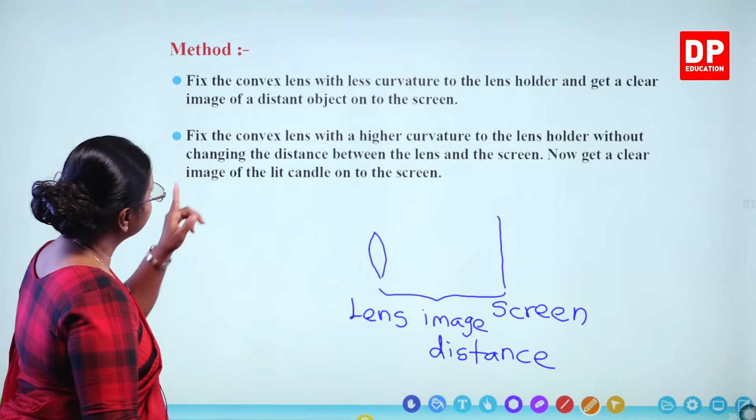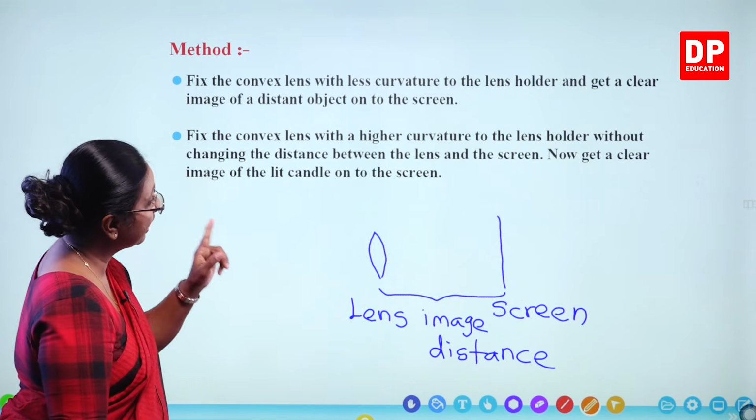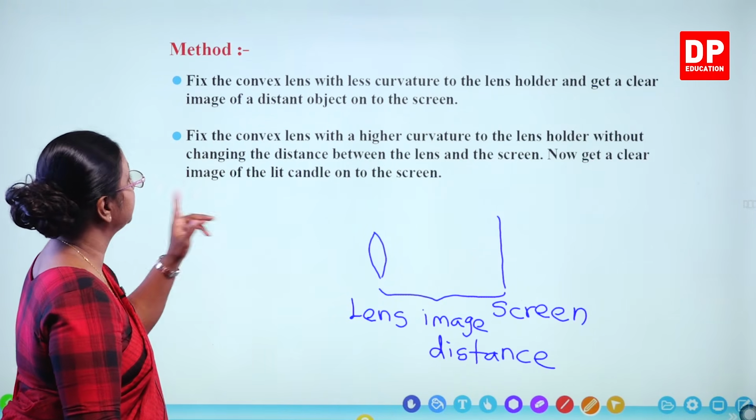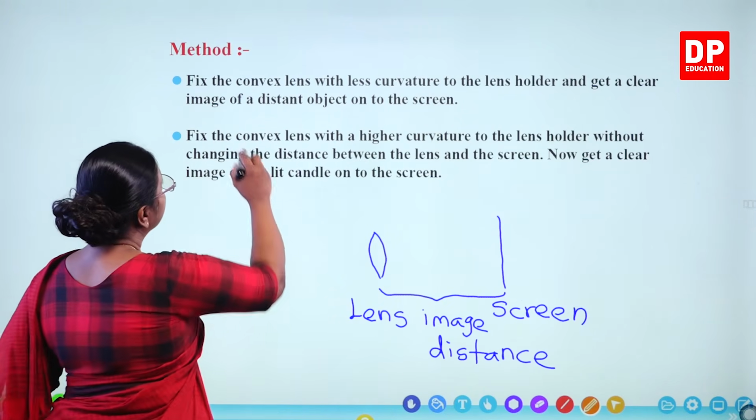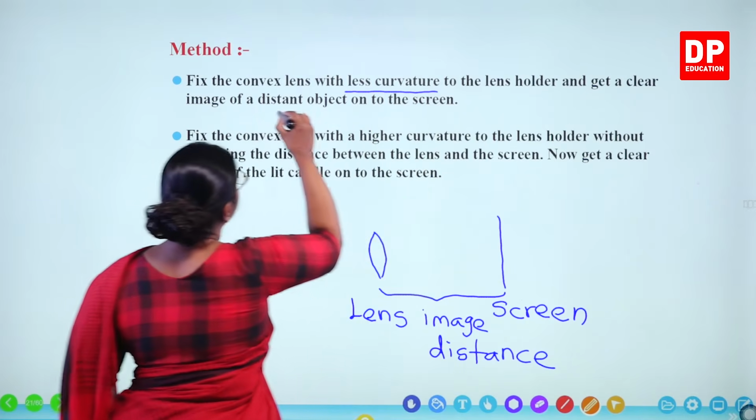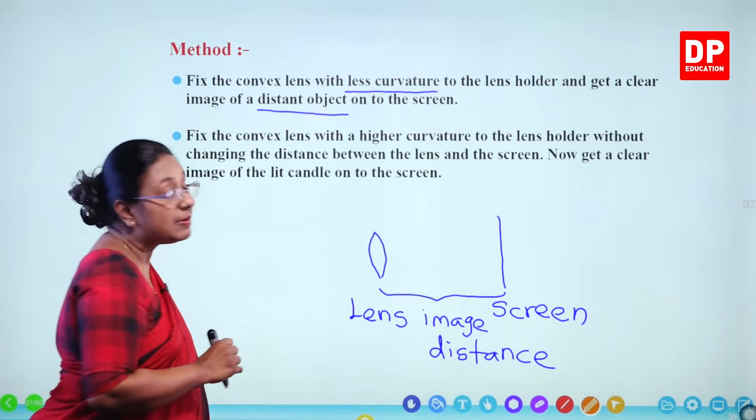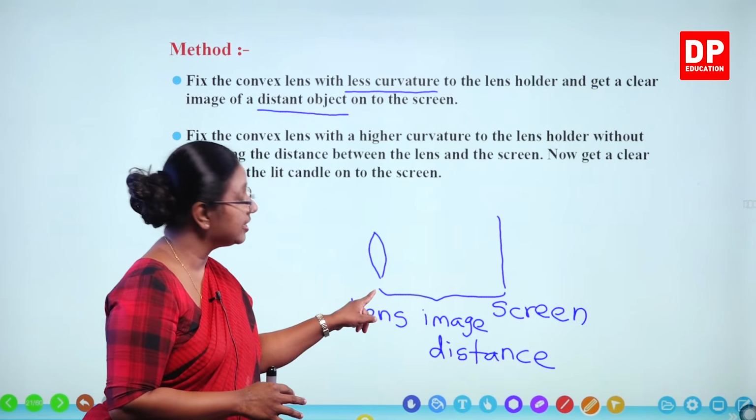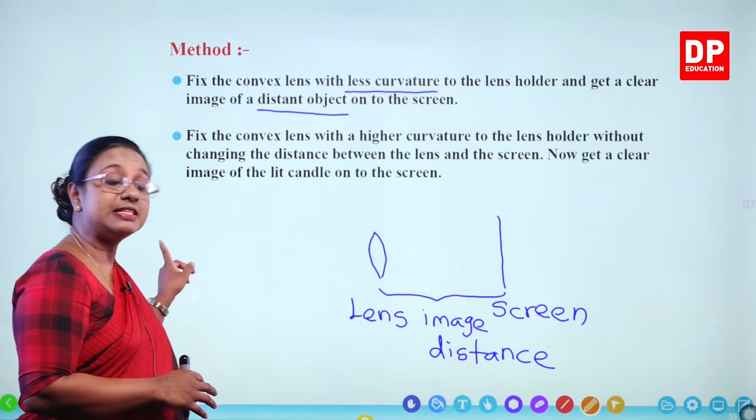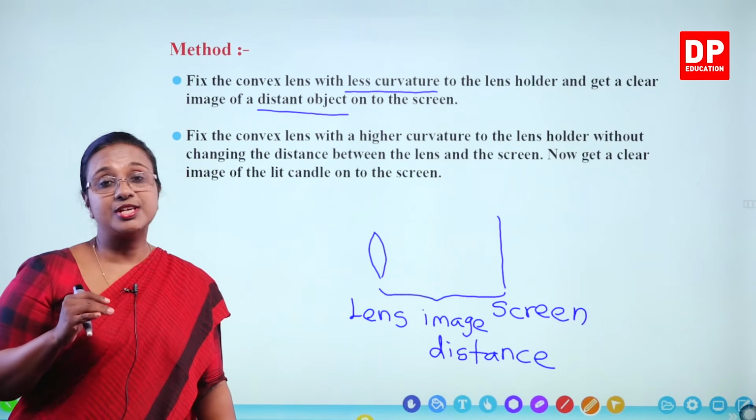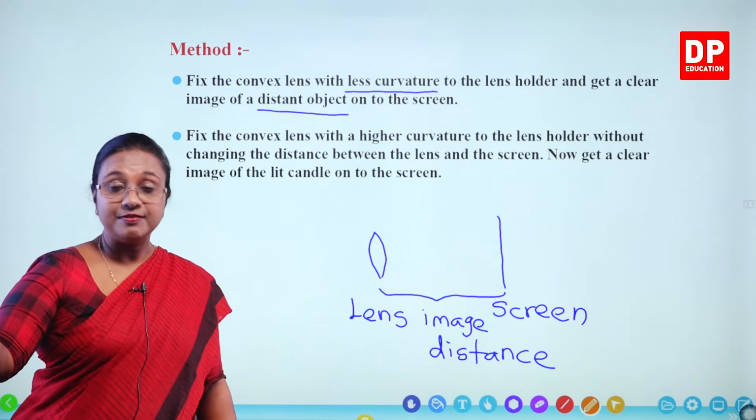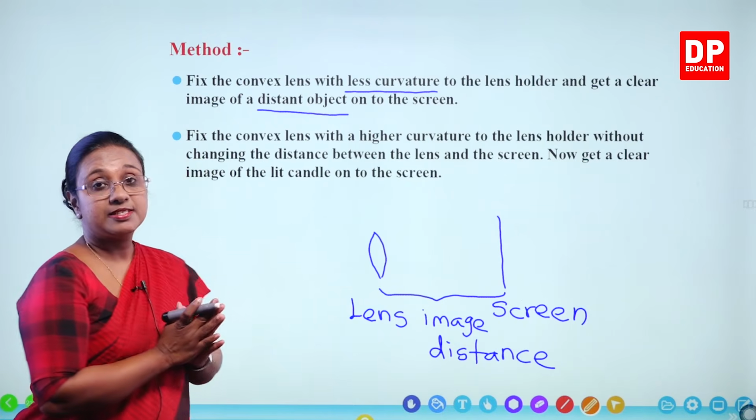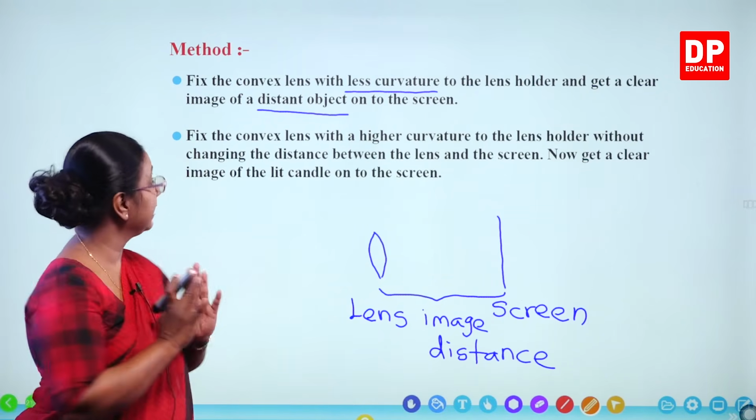Fix the convex lens with less curvature to the lens holder and get a clear image of a distant object on the screen. So initially with less curvature, we are going to get the image of a distant object. So first you have the less curvature convex lens here and a distant object, maybe an object outside the lab, outside the window. So that's a faraway object. Then we get the image on the screen. We try to get the clear image.